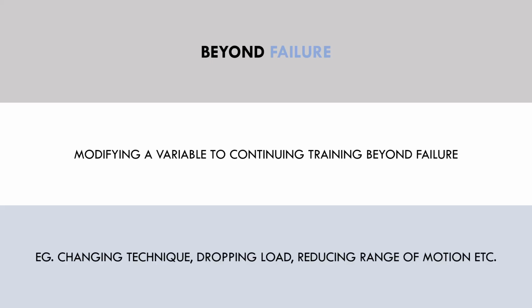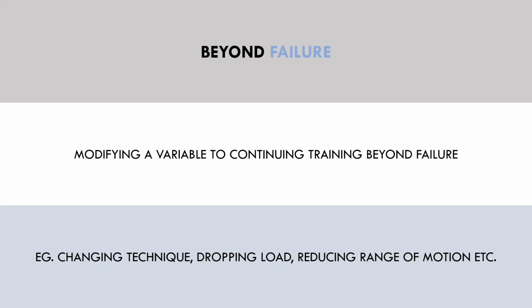Another form of failure that doesn't really fall into either category is beyond failure training. This can be defined as training to either absolute or technical failure, then modifying a variable to continue lifting. There are many ways to achieve this effect, like changing variables such as technique, load, range of motion, tempo, using rest pause reps, clusters, or performing assisted eccentrics.